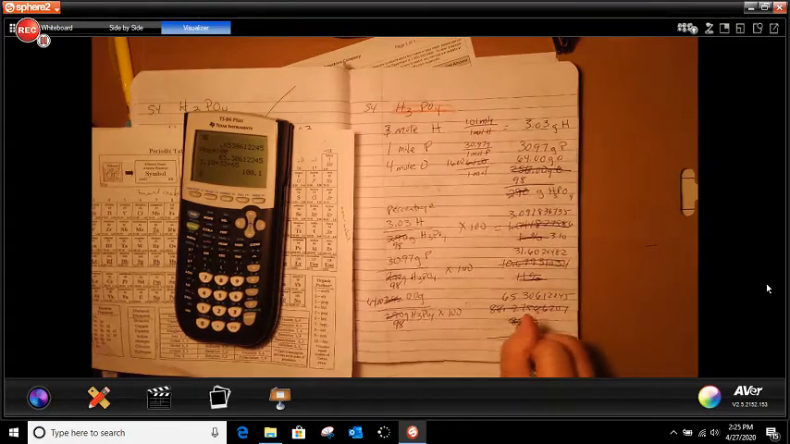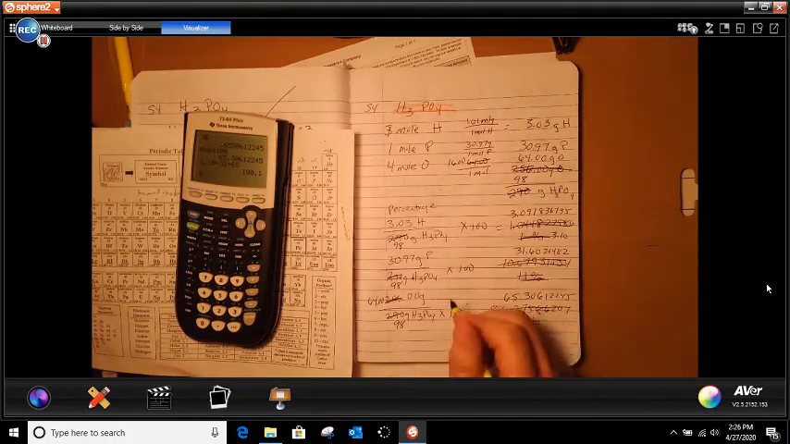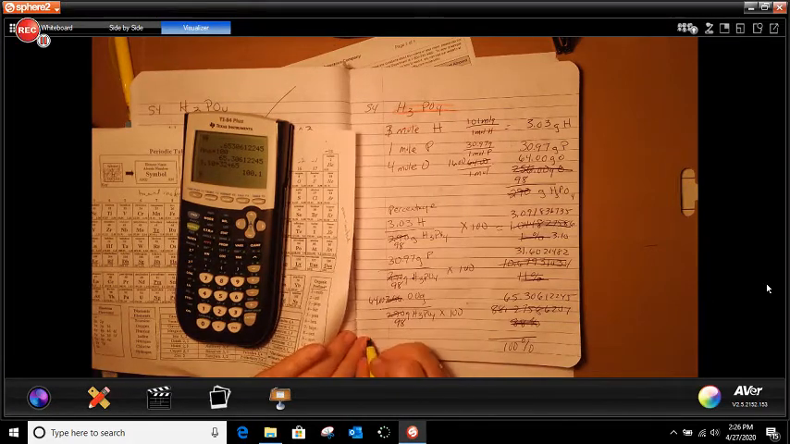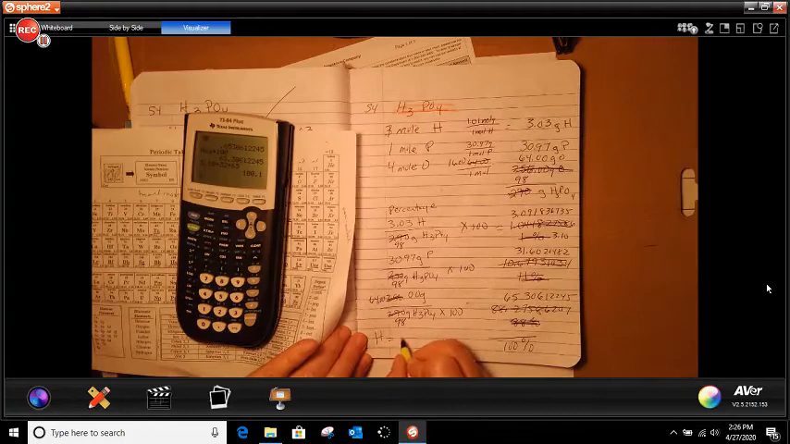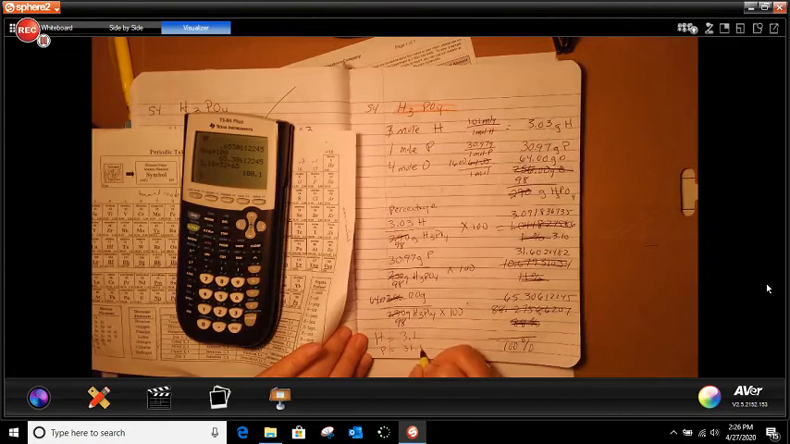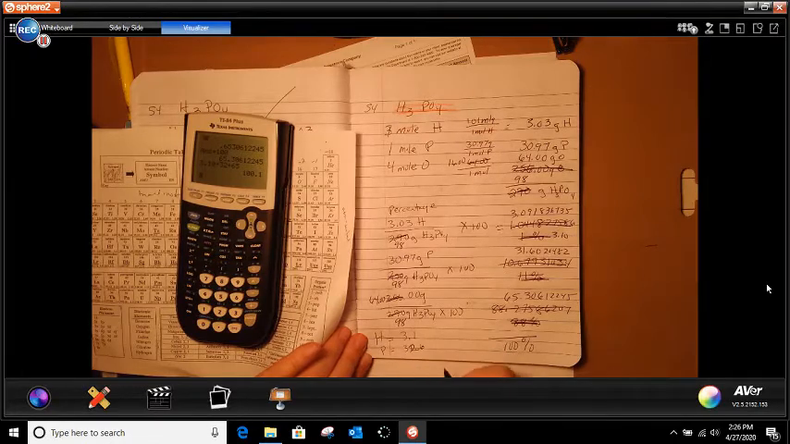And that is the answer. So for hydrogen it equals 3.1. Phosphorus equals 31.6. No, 32. And the last one is 65% for oxygen.